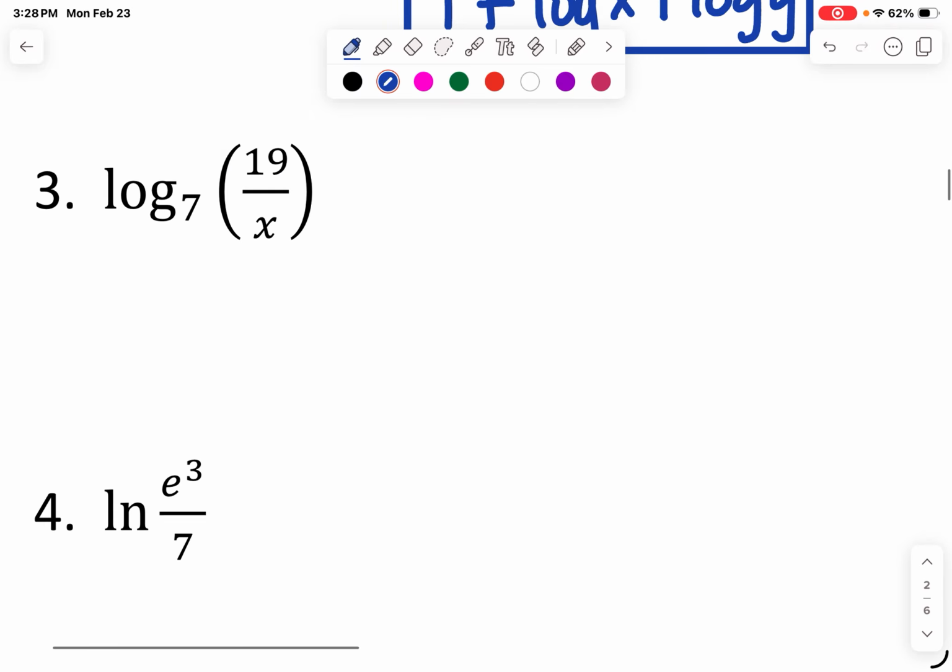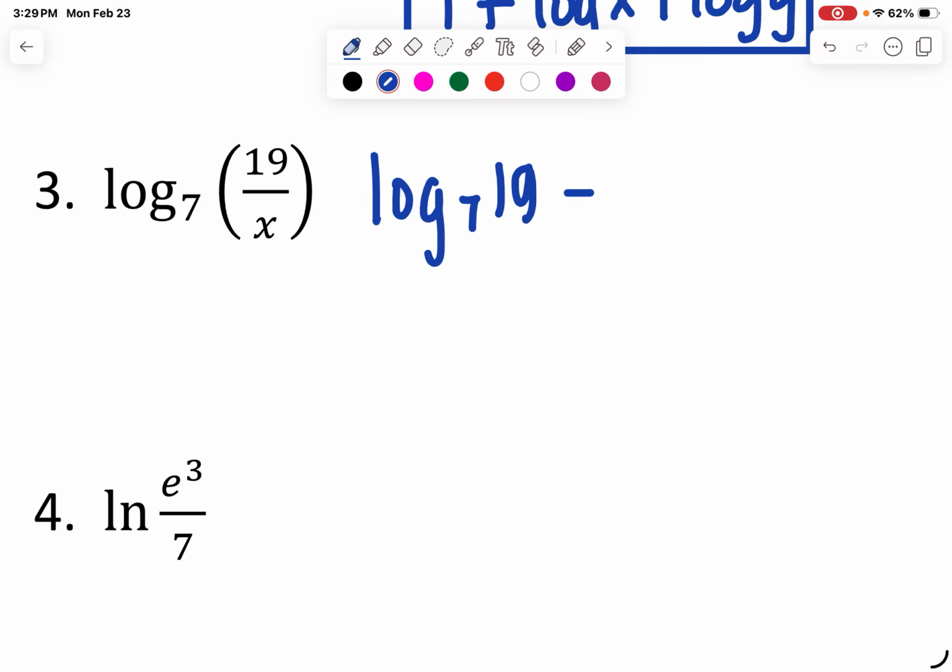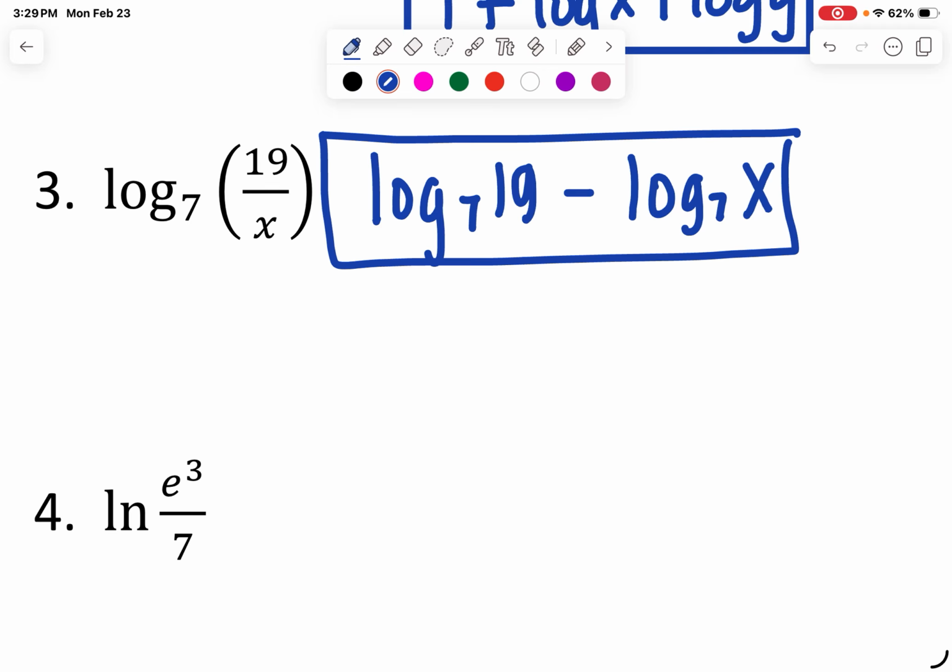All right, next one, I see some division going on. So remember, I can turn that into subtraction of 2 logs. So I have log base 7 of 19, and then this is going to be minus log base 7 of x. Log base 7 of 19, 7 to what power gives me 19? No clue, so I leave it.